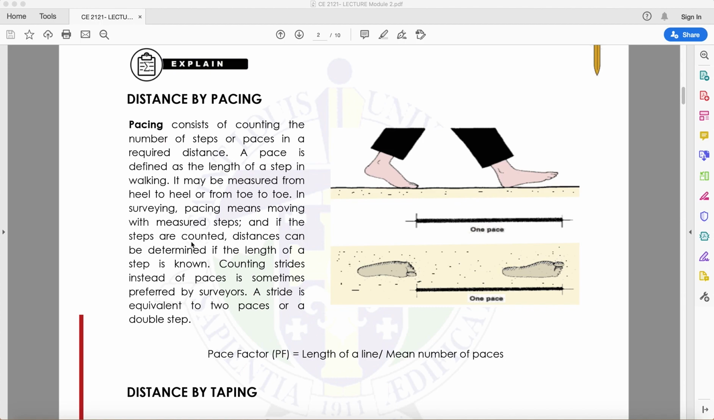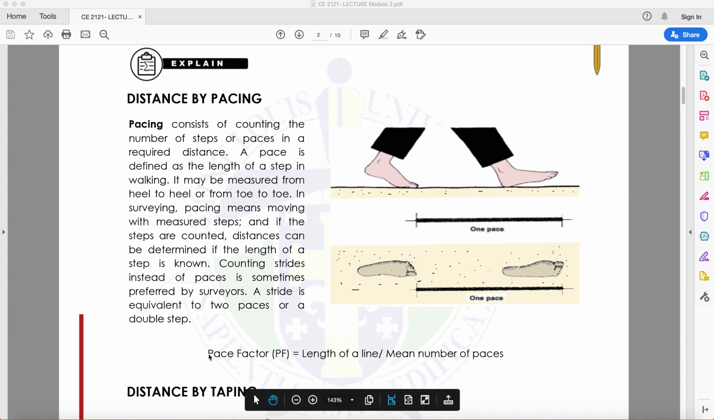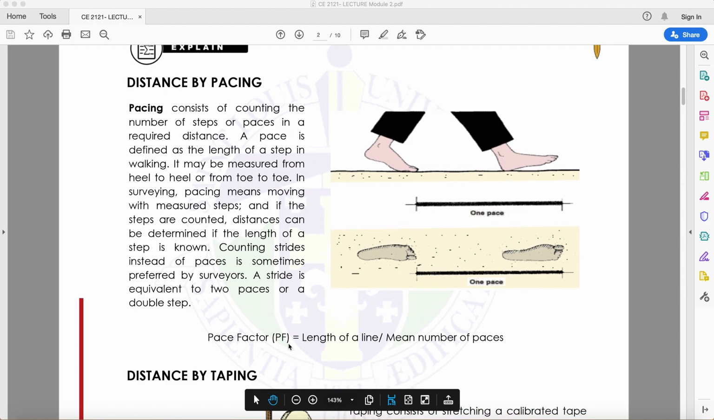If the steps are counted, distances can be determined if the length of a step is known. Counting strides instead of paces is sometimes preferred by surveyors. A stride is equivalent to 2 paces or a double step. Pacing is helpful if you do not have any measuring device but you want to measure a certain distance. So what we need is what you call the pace factor or the PF.